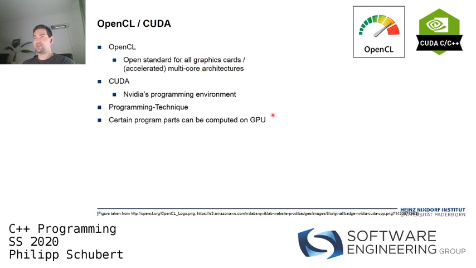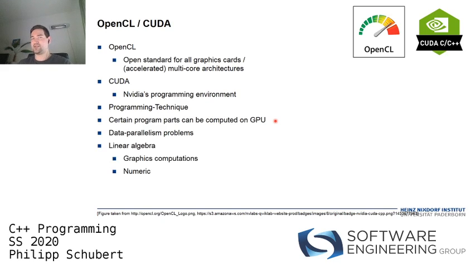So it's mostly a programming technique to describe computations on such specialized architectures. The idea is that certain parts can be computed on a GPU or one of those special architectures. It can be used whenever you have data parallelism problems. That means you have to perform the same operation on huge amounts of data, so stuff can happen in parallel. This is usually linear algebra from mathematics, graphics computation, some numerical applications, simulations. That's where you could use OpenCL and CUDA.